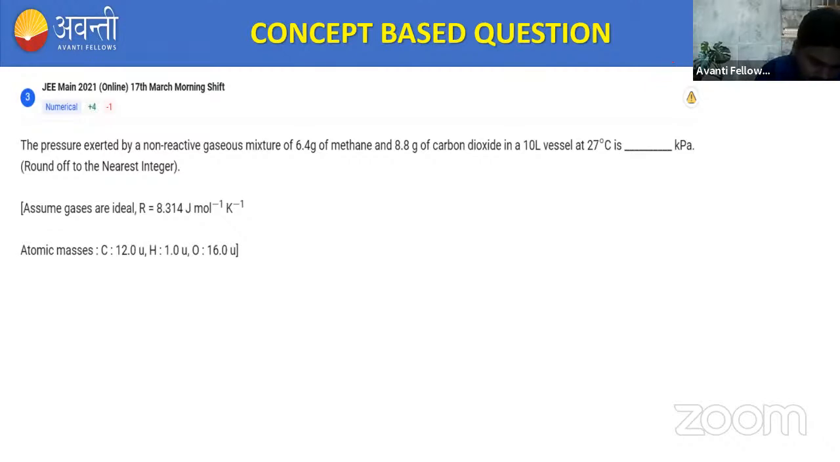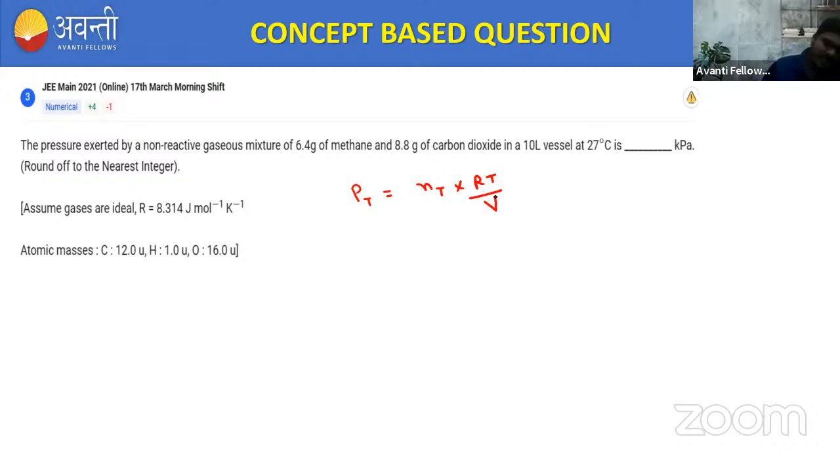Now move to the next question. The question is: find the pressure exerted by a mixture of non-reactive gases, 6.4 gram of methane and 8.8 gram of carbon dioxide, in a 10-liter vessel at 27 degrees Celsius. This question is again from Dalton's law of partial pressure. So you need to calculate the pressure exerted by the non-reactive gases. We know that PT is equal to NT into RT upon V.